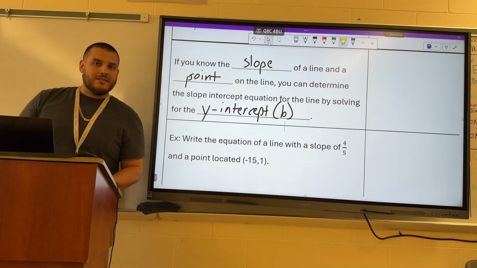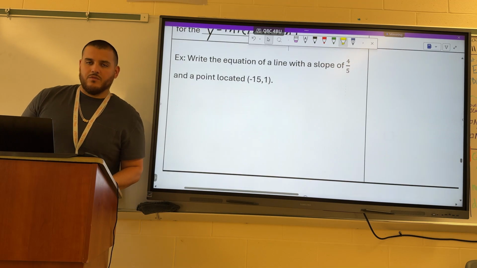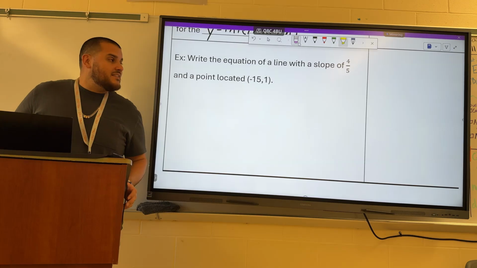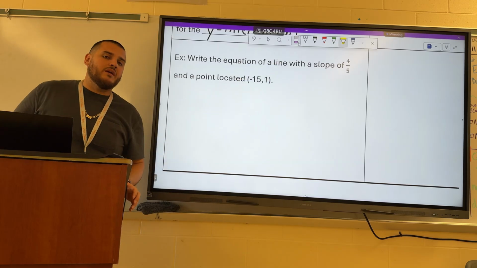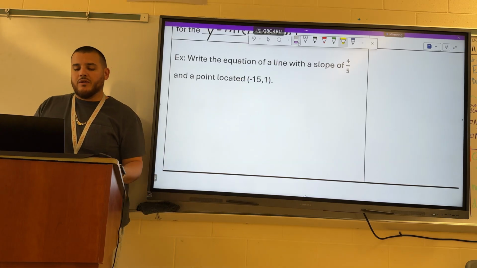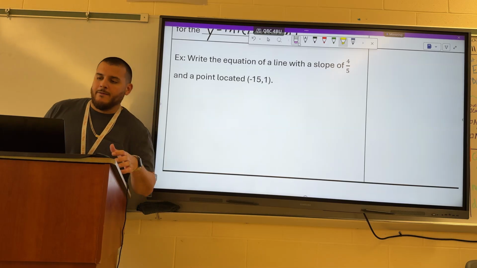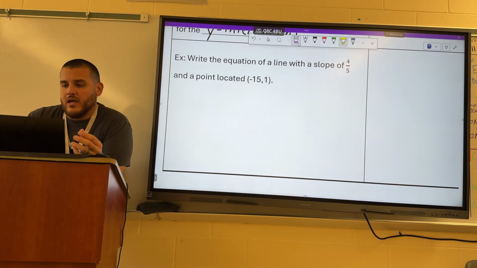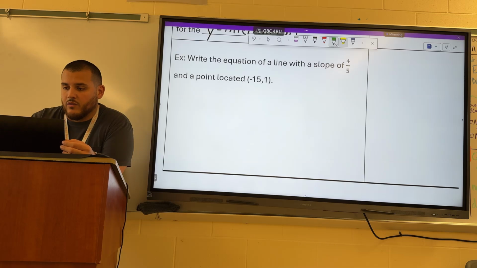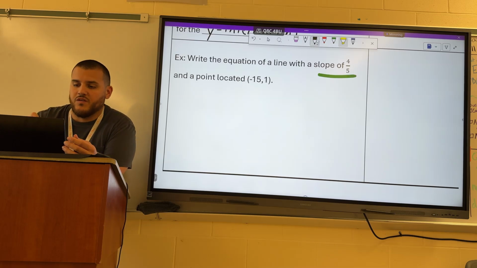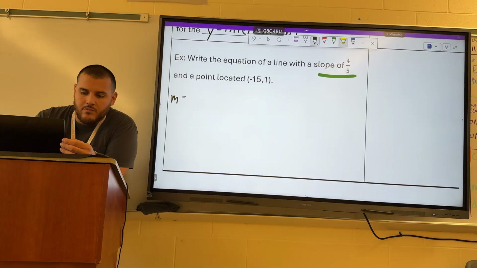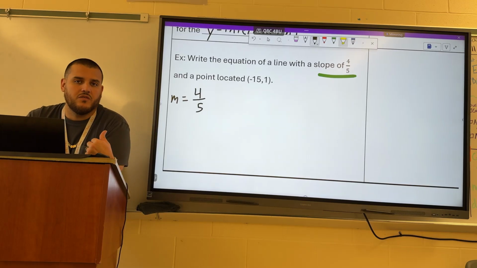So we'll show you how that's done here in our first example. So we're going to see here in this example that all I need is a slope and a point on a line, and I can write a slope-intercept equation for that line. So the first thing we need anytime we're writing the equation of the line is the slope, and we're just straight up given it here. It's the slope of 4/5. Remember, we use the letter m for the slope in our slope-intercept equation. So I know my m is 4/5.